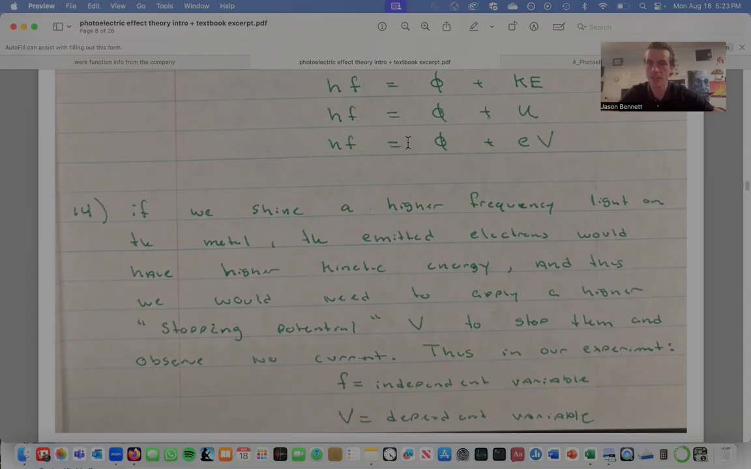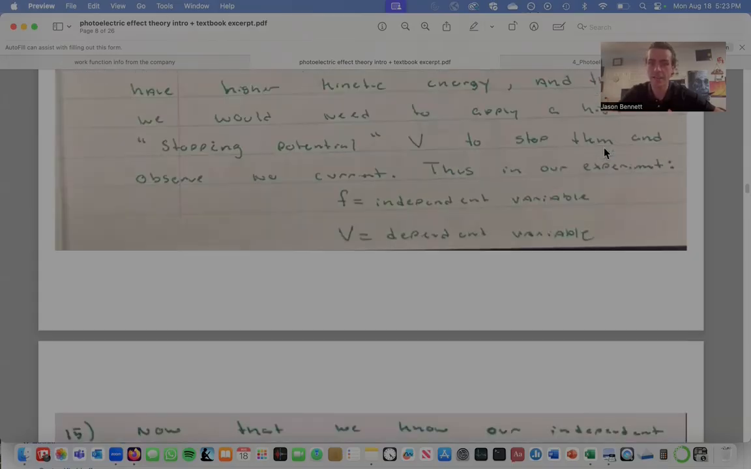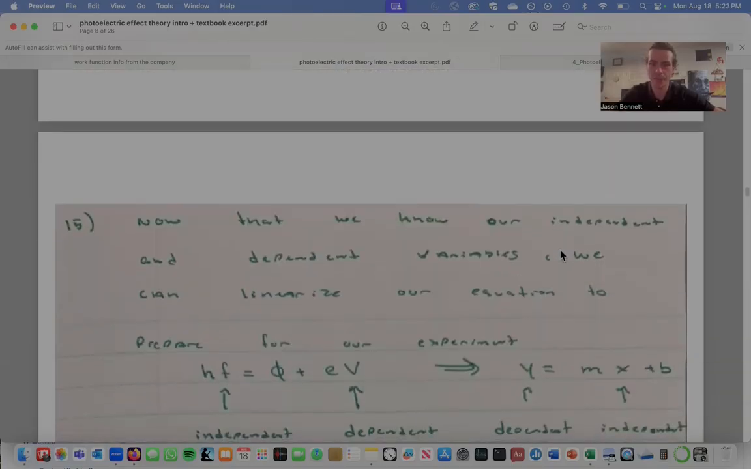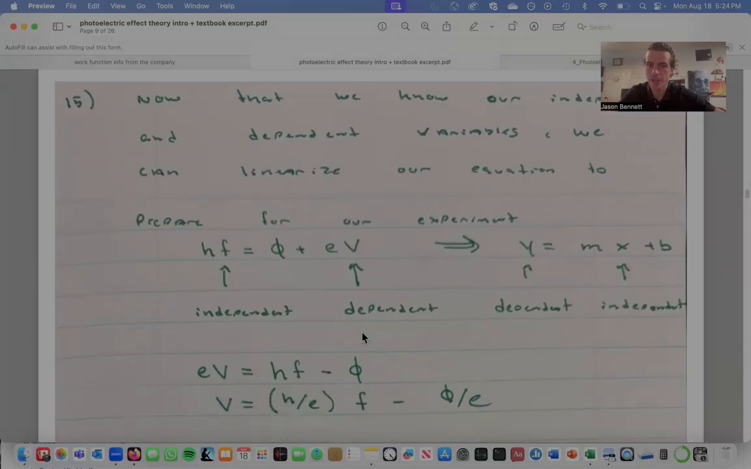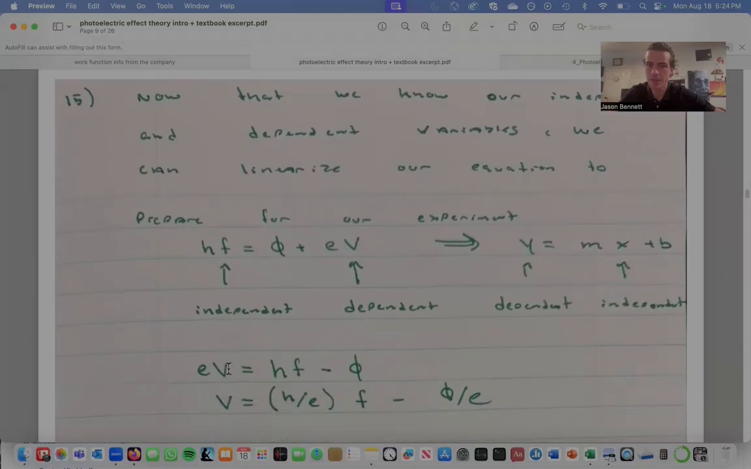So let's make this equation look more like a line. Let's linearize our equation. We have this equation and it's a little bit backwards. By linearize, I mean we want it to look like the equation for a line, y equals mx plus b, where x is independent, y is dependent. So let's rearrange this equation a little bit. My dependent variable is kind of over here, so I'm just going to rearrange a little bit, put eV on the left-hand side so that it matches with this.